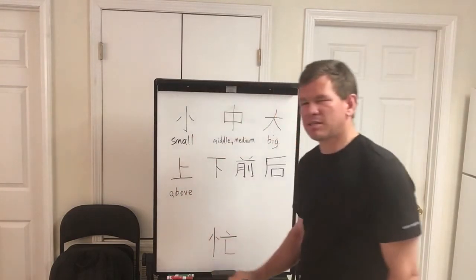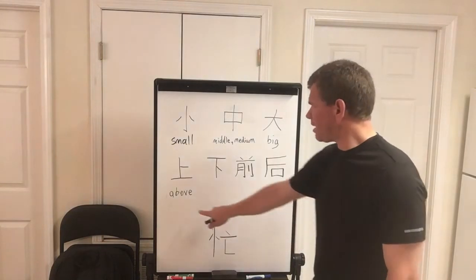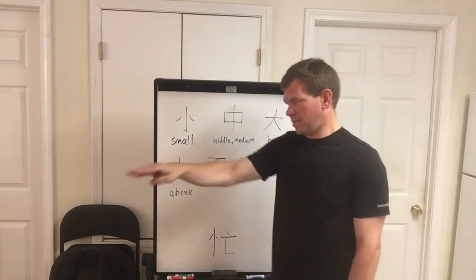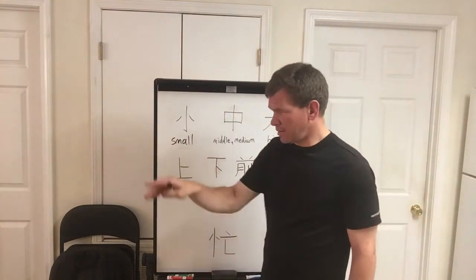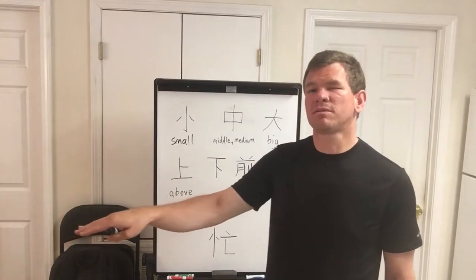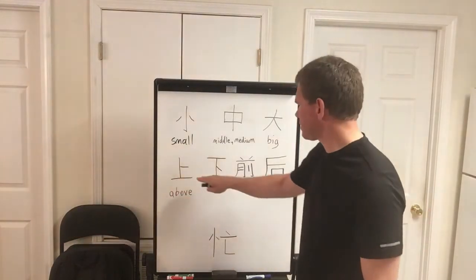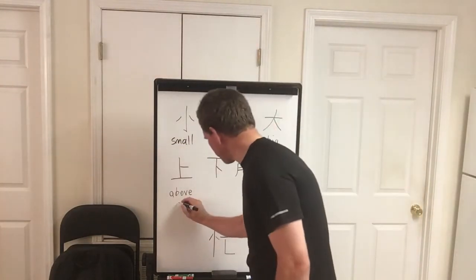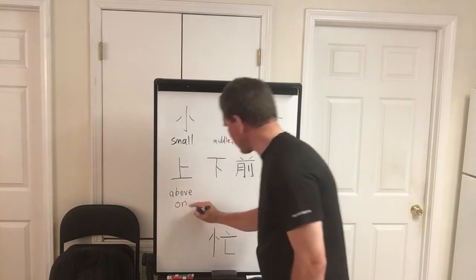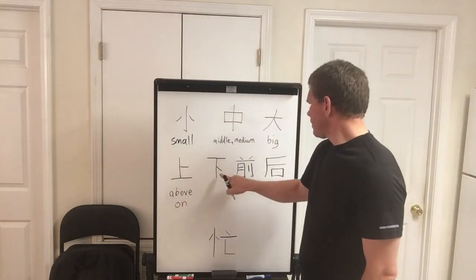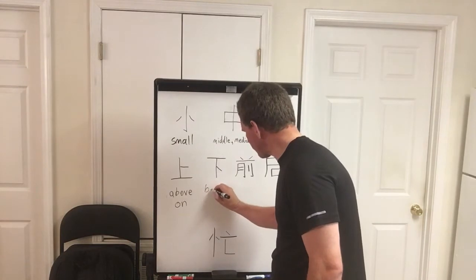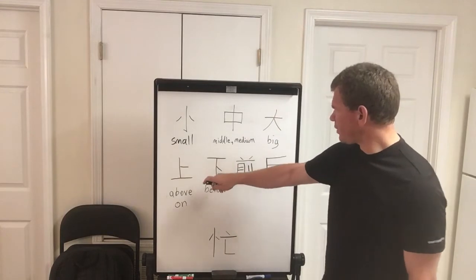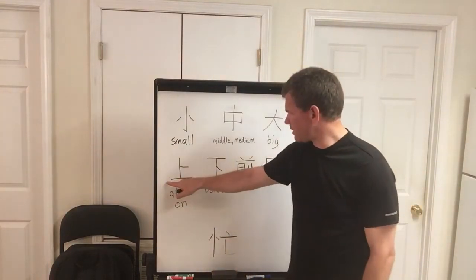All right, so this character here, this is kind of hard to write without saying eye level. This is above. So, for example, you could use this with something being on the table. But we'll get there. So, on or above. This is below.